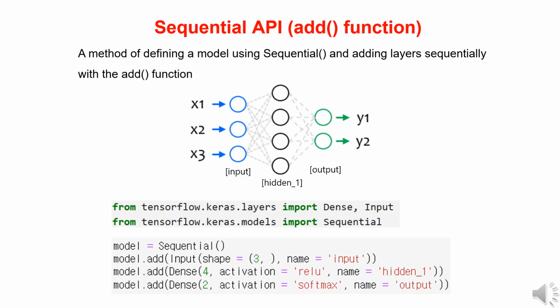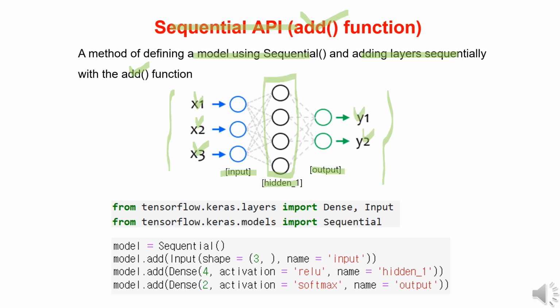Let's first take a look at the add function method of the sequential API in Keras. The sequential API is a way to stack layers step by step. You start by defining the model with sequential, and then use the add function to add each layer in order. For example, the diagram below shows a simple neural network consisting of an input layer, a hidden layer, and an output layer. The input layer takes 3 input values. The hidden layer has 4 nodes, and the output layer has 2 output values.